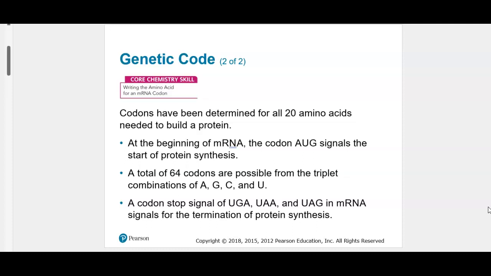And in addition to the start codon, which also codes for methionine, there are actually 3 stop codons. So when translation is going on, when the mechanism in the ribosome finds a UGA, a UAA, or a UAG, the protein synthesis stops, the protein chain comes off, and the synthesis is over. All right, we have that.